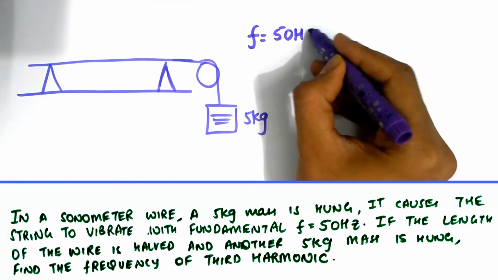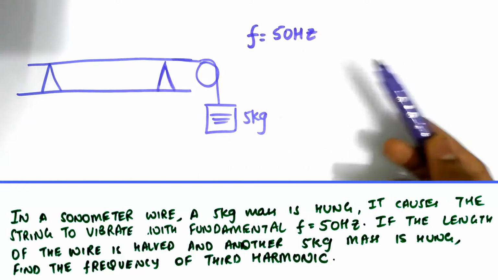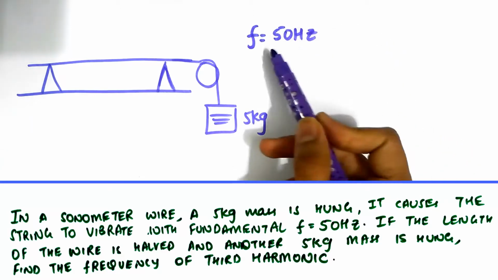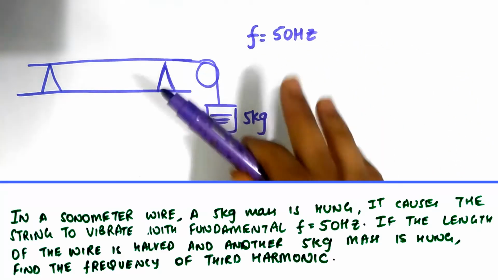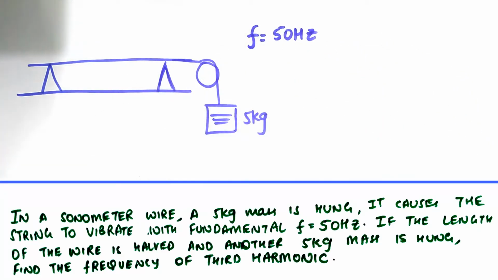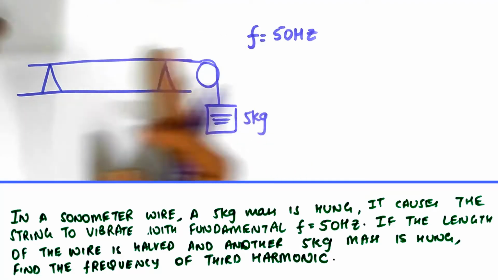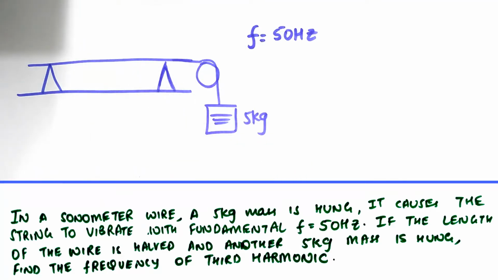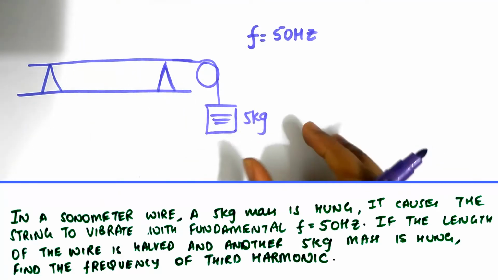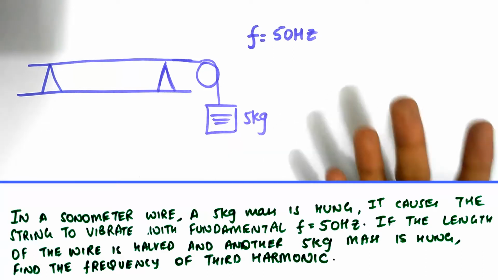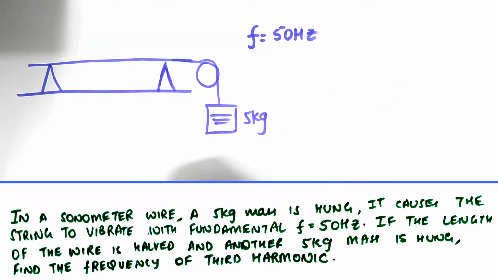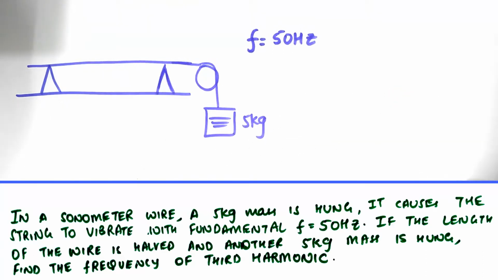That's the smallest frequency available, and all the other frequencies will be harmonics of this. So all the harmonics are available, but the smallest one will be 50 Hz. Now it's given if the length of the wire is halved, so you decrease the length of the wire, and another 5 kilogram mass is hung, find the frequency of the third harmonic. That is what is asked of us.